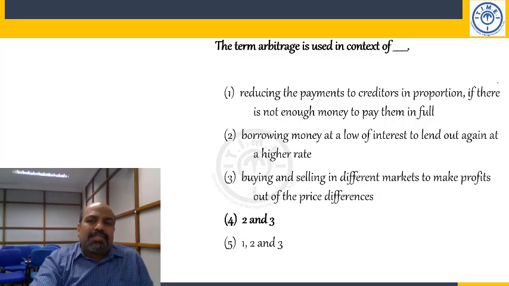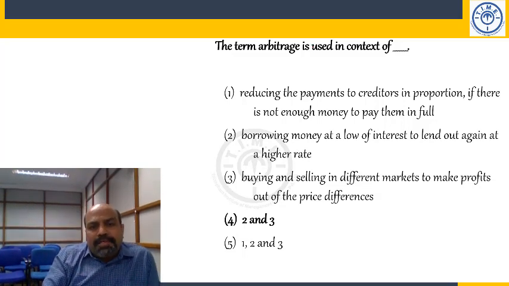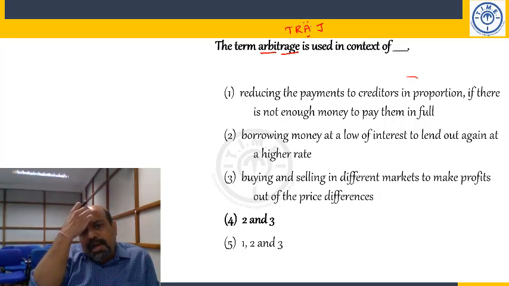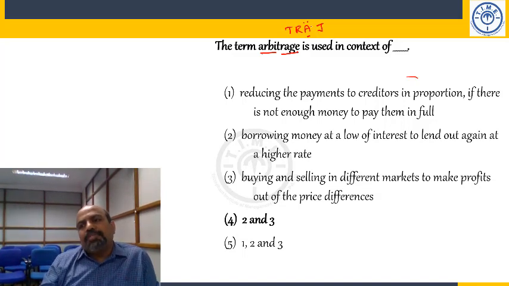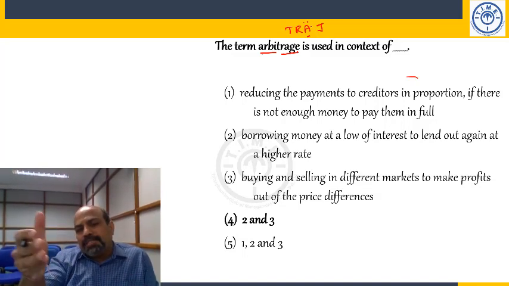The term arbitrage, how do you pronounce this? Arbitrage. Where is it? Arbitrage. Okay? The term arbitrage is used in the context of, see, it's very simple. Yeah, it says 2 and 3.